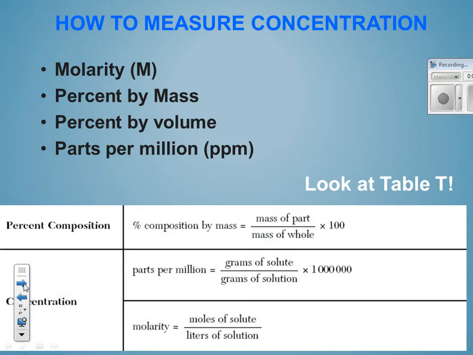if you flip to table T on the back of your reference table, you'll see that we have some equations that we're going to be using for this chapter. So we have percent composition. We've looked at that earlier in the year. Percent by mass, part over whole times 100. It's going to come up again in this chapter. Parts per million, grams of solute over grams of solution times a million. And molarity is moles of solute over liters of solution.